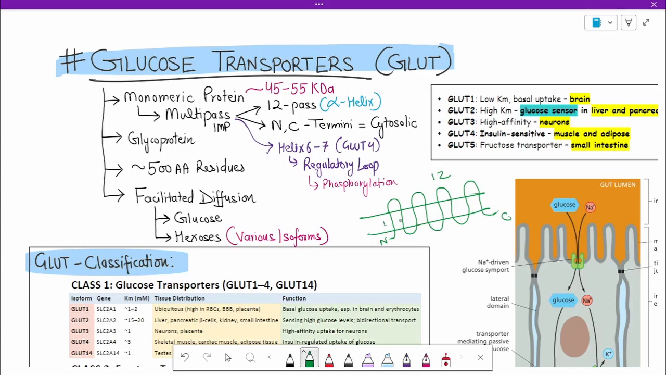And this loop between the 6th and 7th spans is susceptible to phosphorylation. This is important in many transportation mechanisms across this GLUT transporter, so it is somewhat important to know. Functionally, this glucose transporter allows facilitated diffusion, which is quite obvious from its name. It can transport glucose, and there are various isoforms specific for specific tissues.